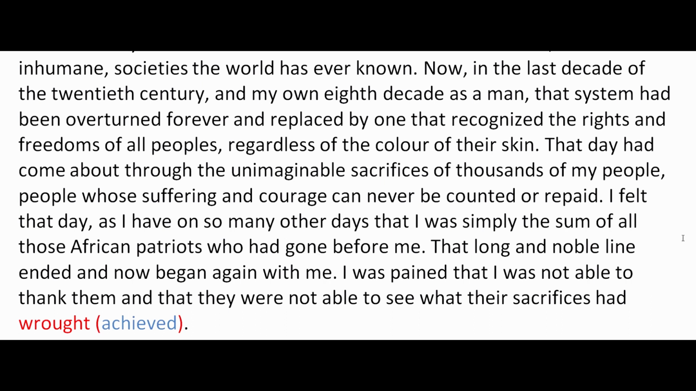That long and noble line ended and now began again with me. Now he's saying that all those patriots who sacrificed their lives, they are the real reason behind the termination of this apartheid regime. But unfortunately, they are not alive now to see this new South Africa. But from now onwards, from me, a new line is going to start. I was pained that I was not able to thank them and that they were not able to see what their sacrifices had wrought. Wrought means achieved.